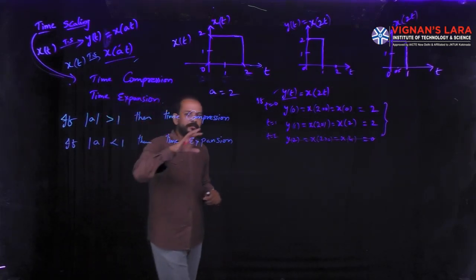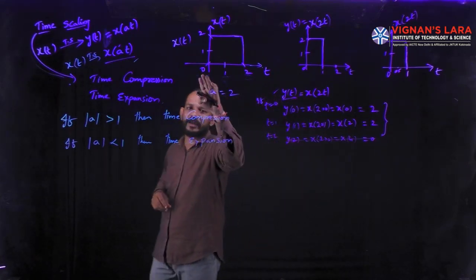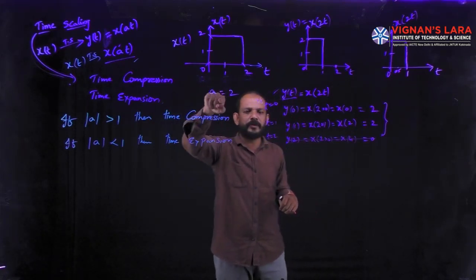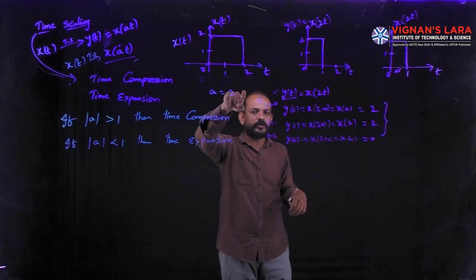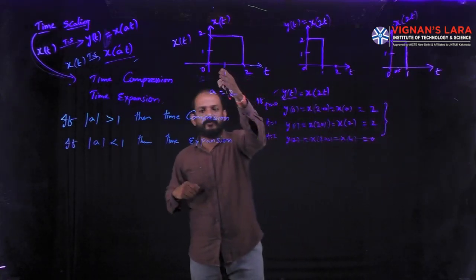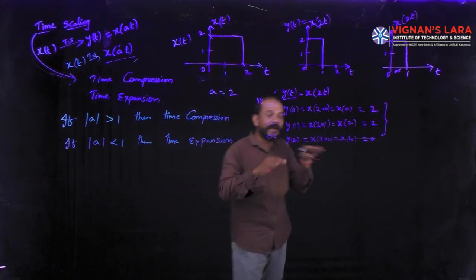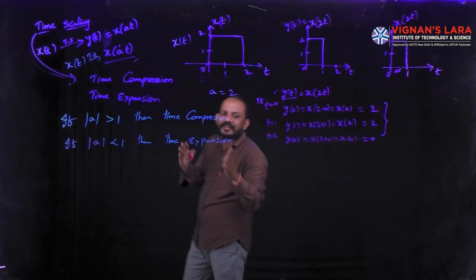So here in my example, the scaling factor a value is 2. So I am dividing every time instant by 2. So 0 divided by 2 is 0. 1 divided by 2 is 1 by 2, 0.5. And 2 divided by 2 is 1. So I have 0, 0.5, 1. At 0.5, the amplitude is 2. At 1 also the amplitude is 2, because there is no change in amplitude since it is time scaling. So the scaling factor will affect the time.